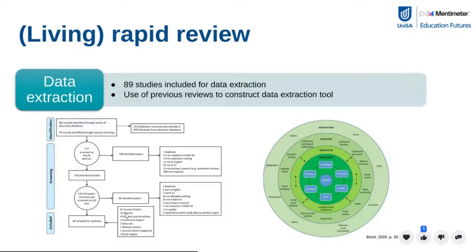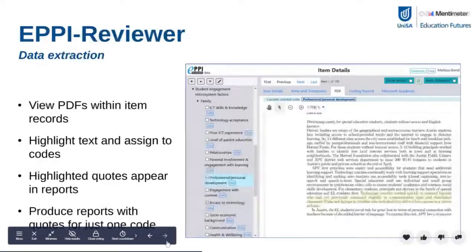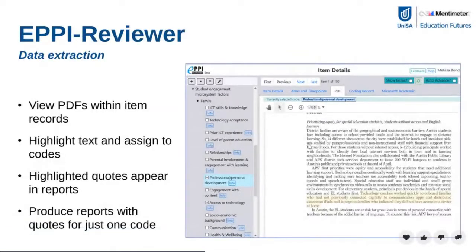That's Page and colleagues. And then I extracted my data based on a framework that I'd already come up with in a previous review, which made it easier. This is a view of what it looks like when you're actually doing the data extraction in Epi Reviewer. So you're able to upload PDFs like a reference management software, I suppose. You're able to import PDFs into the record, and you're able to highlight phrases, sentences, or paragraphs, and then assign that particular section of text to a specific code that you have predefined, that you've come up with. And it just makes it really easy when it comes time to synthesize all of the information you've gathered from these different studies.